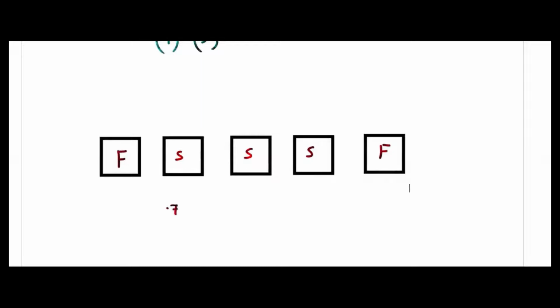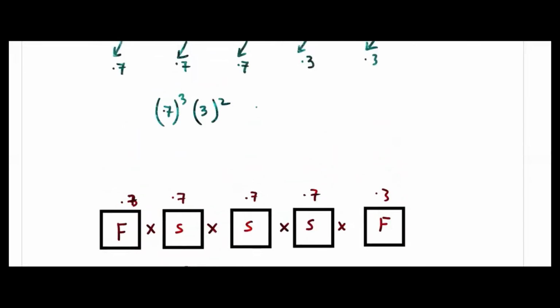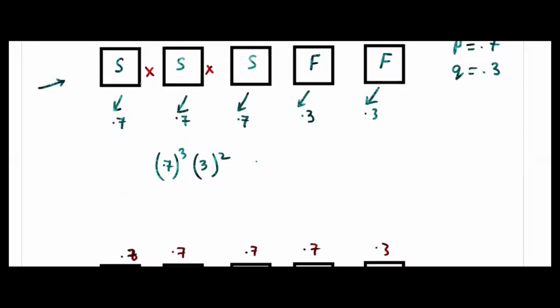Here also you will get 0.7 power 3, 0.3 power 2, because this will be 0.7, this will be 0.3, this will be 0.7, 0.7, 0.7, 0.3. Here also you will get this one. So these are AND cases. Remember, this should happen and this should happen and this should happen. That's why we are multiplying probabilities. Remember, when you have AND cases, you have to multiply probabilities here. That's why we are getting this expression here.